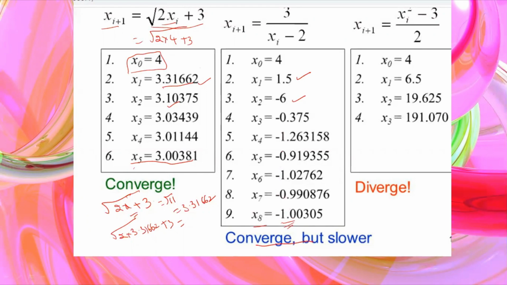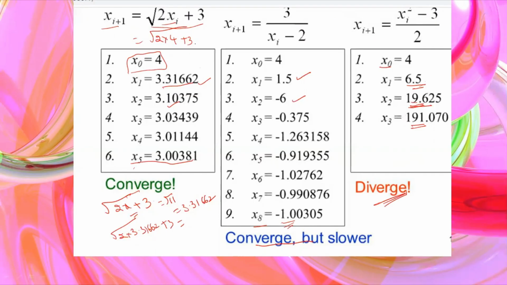But here you see, x naught is equal to 4. Substitute in this. 4 square, 16 minus 3, that is 13 by 2, 6.5. Again 6.5 whole square minus 3 by 2, 19.625. Substitute this, 191. See here, this is 19, this is 191. So it is not at all converging to a value, so it is diverged. So you can't take x like this.